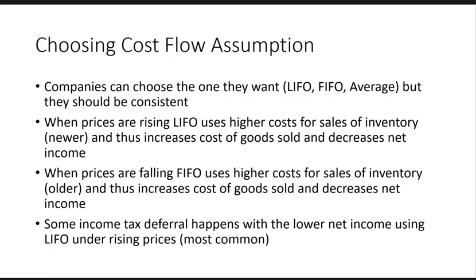All right? So when prices are rising, LIFO uses a higher cost for sales of inventory and then increases cost of goods sold and decreases net income, which is good for postponing taxes, but not for looking good as far as profits or net income. When prices are falling, it would be opposite. FIFO would use the higher costs, and then increase cost of goods sold and decrease net income.